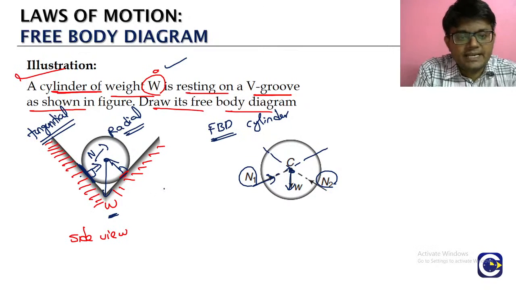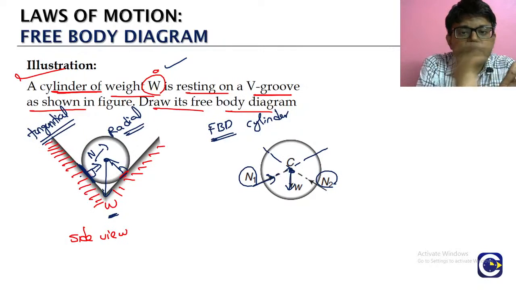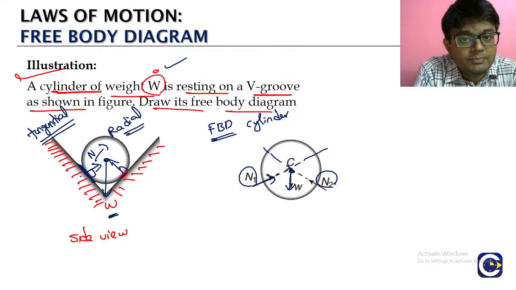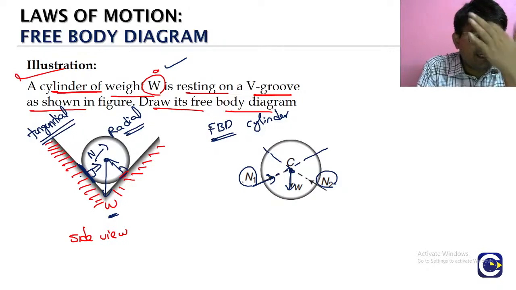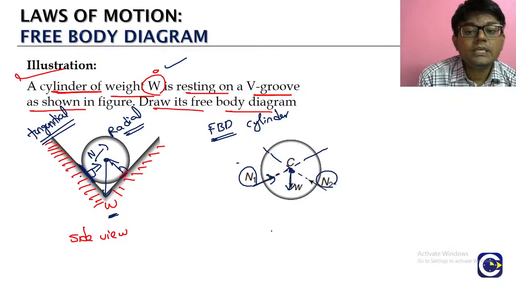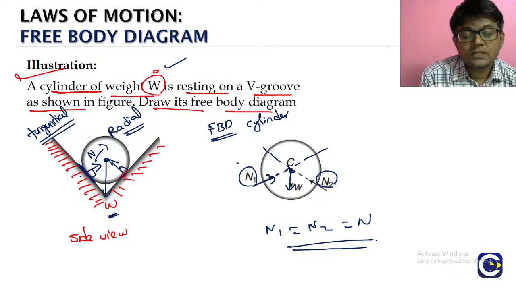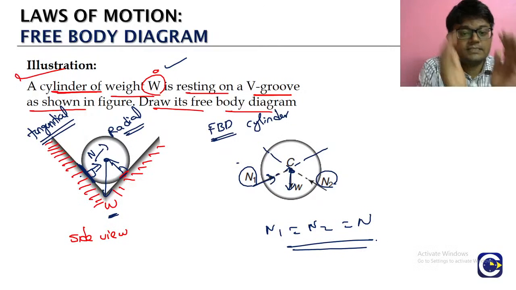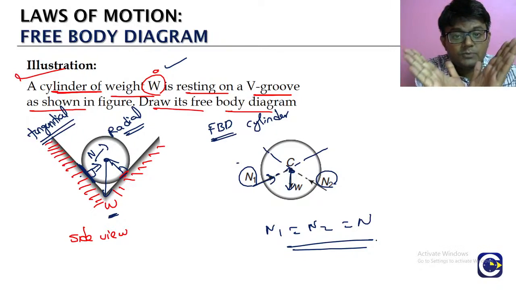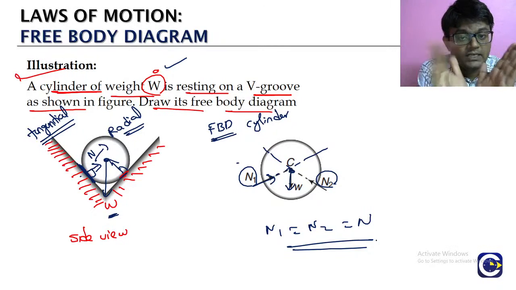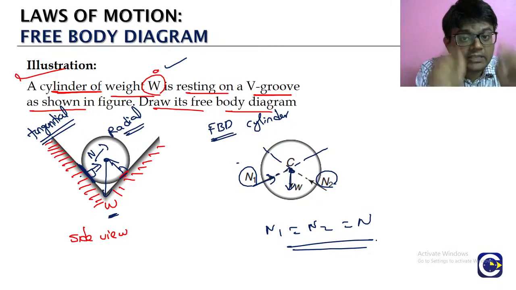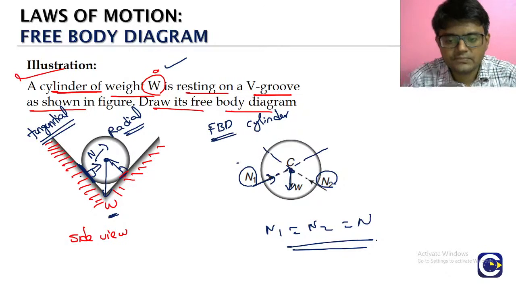Due to symmetry, because the cylinder is symmetric with respect to the V-shaped groove, this one and this one will be equal in numerical value. Why? Because of the symmetry. The cylinder is circular and the V-shaped groove is symmetrical. So the normal reaction magnitude on both sides will be the same. That is something we will discuss when we go to the problems.